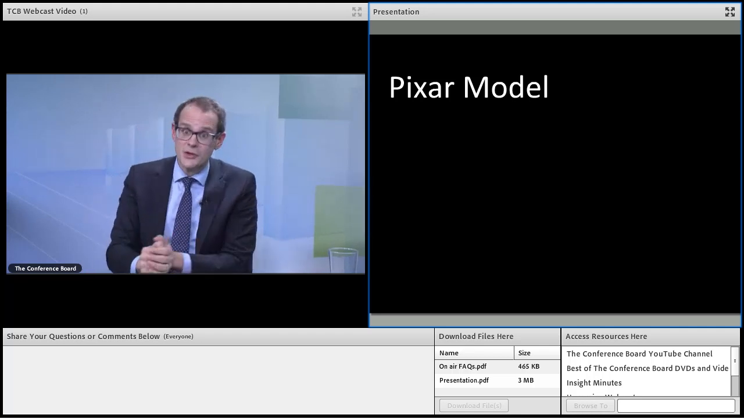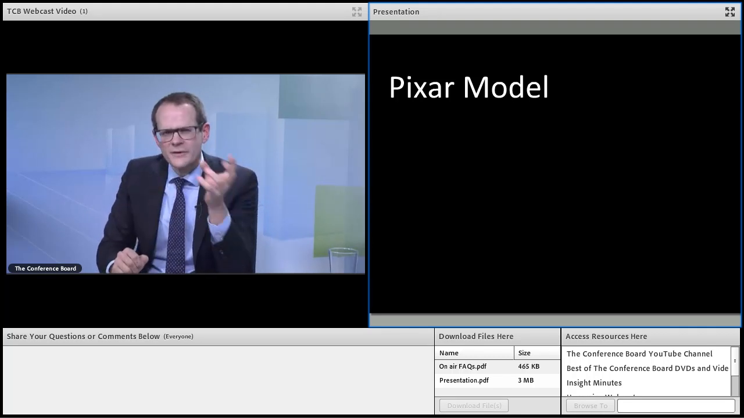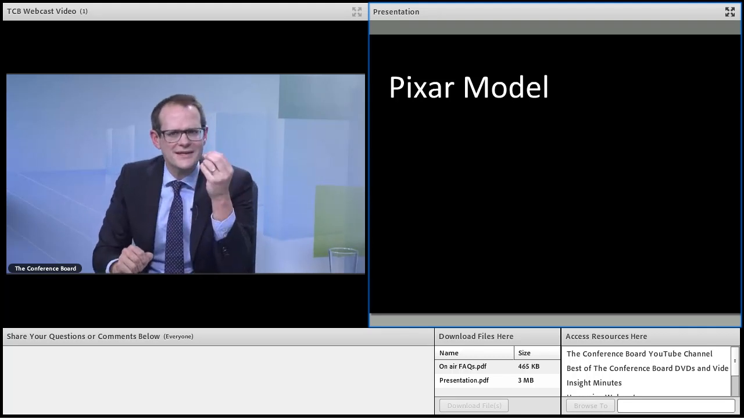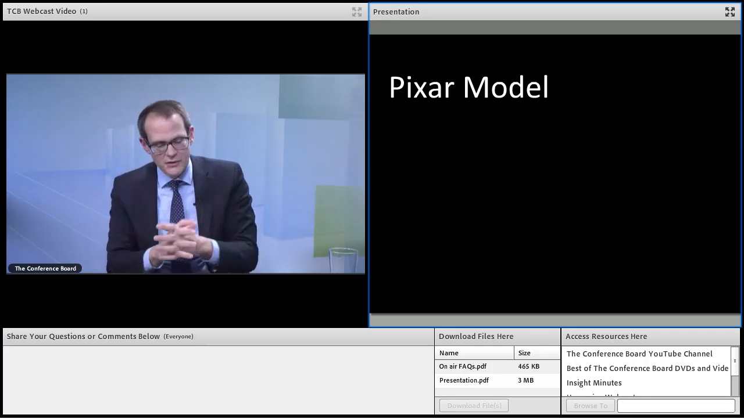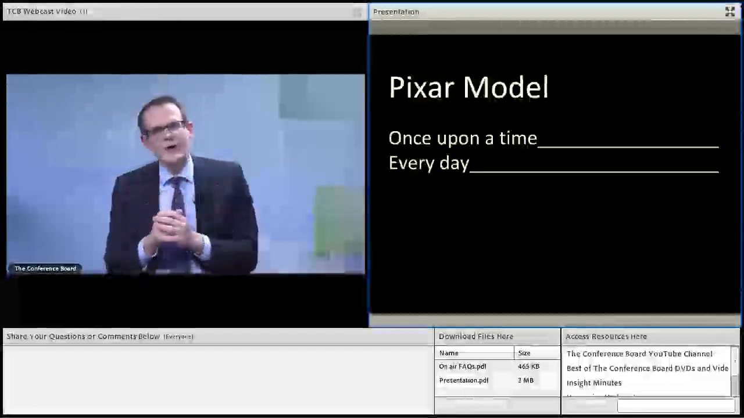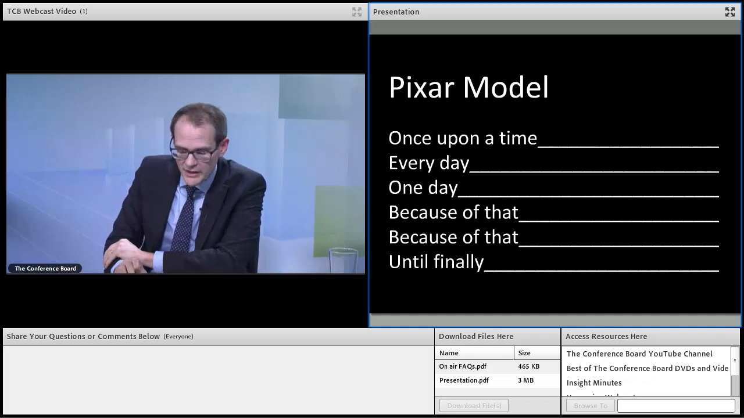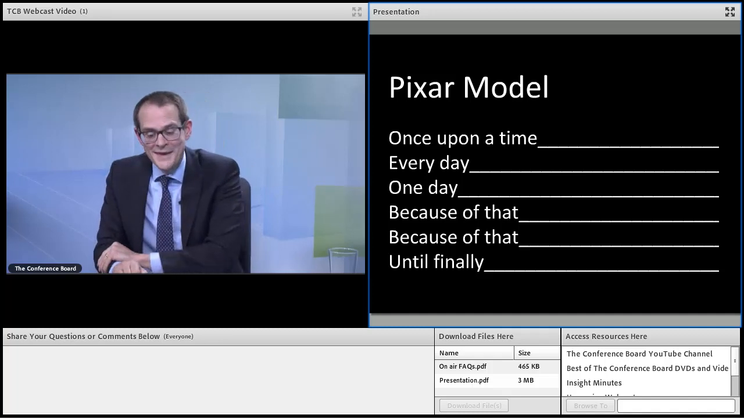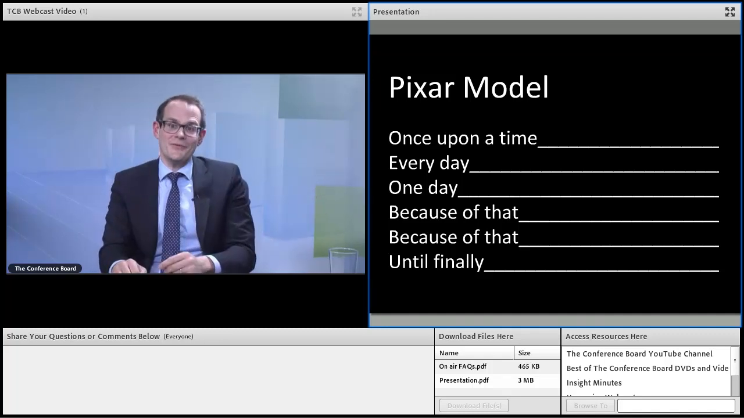So what does the Pixar Model look like? 6 simple steps that work across the globe. And I think all of you on the line are working in international or even multinational organizations, and all the people on the line can use it, because storytelling is a universal language. It goes like this: once upon a time, every day, one day, because of that, until finally. 6 steps where Pixar says almost all of our movies follow this.